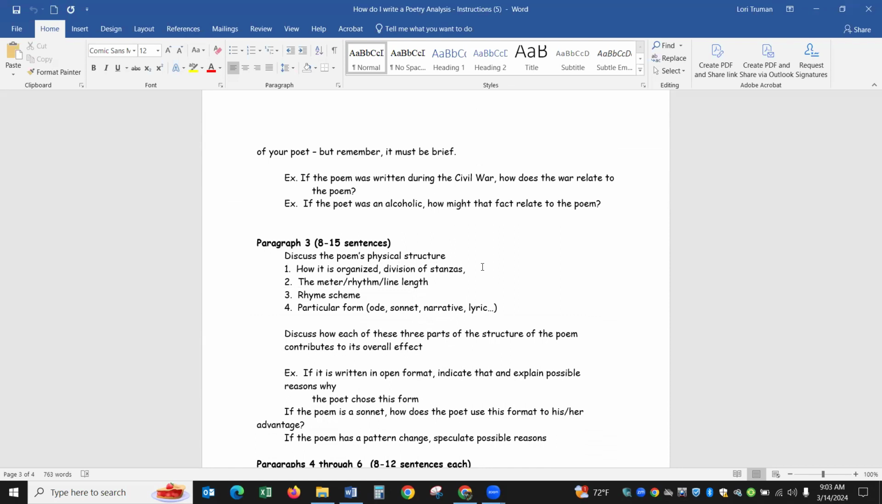What are the punctuation marks that are given in this particular poem? Is there specific capitalization? So physically, how the poem looks, that's what paragraph 3 should be about.